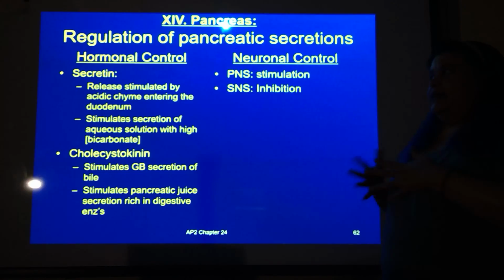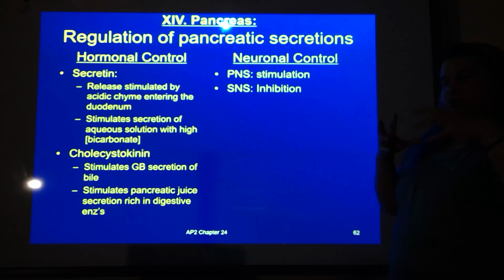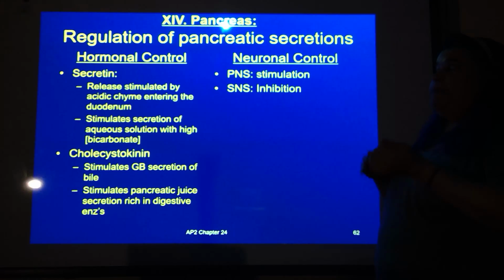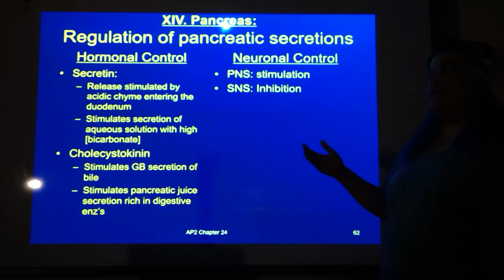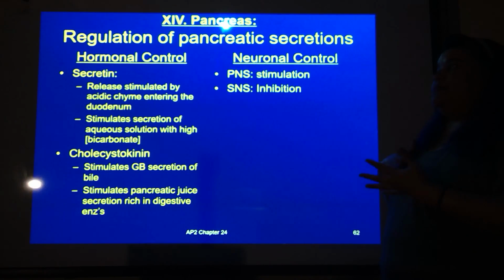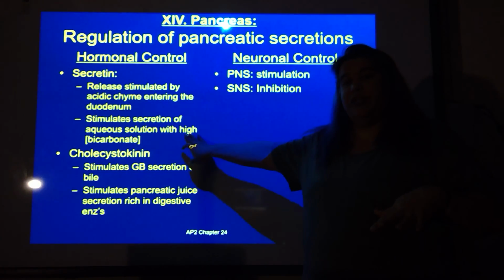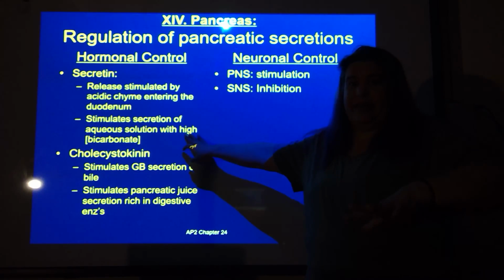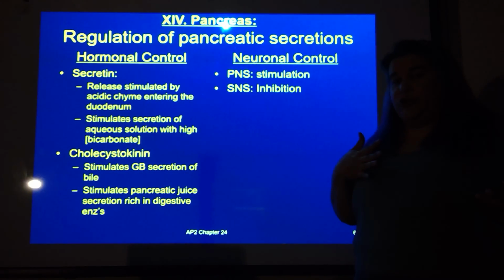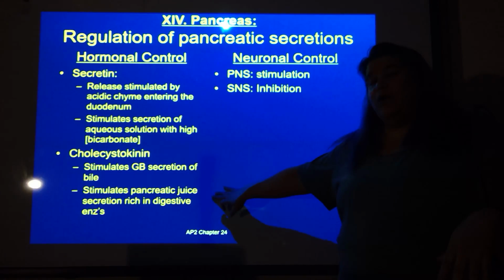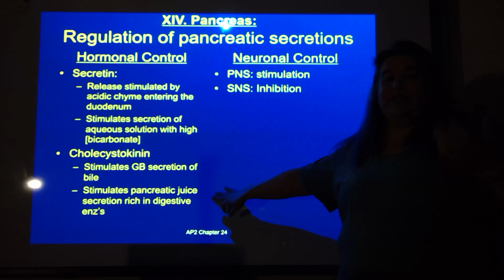So, hormonal control. Secretin and cholecystokinin. Remember that they're getting released by that first part of our small intestine. Their release is stimulated by that acidic chyme entering the duodenum. That is the same thing that I said before. But it actually does stimulate the secretion of the aqueous solution from my pancreas. Now remember, that has the bicarbonate. It has my neutralizer in it. So that makes sense. Cholecystokinin also stimulates the gallbladder to secrete bile.